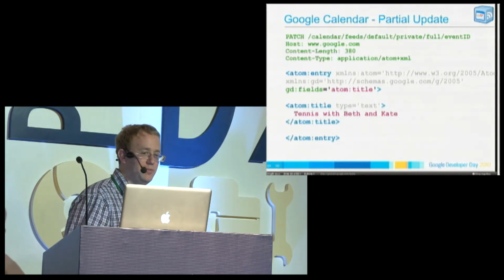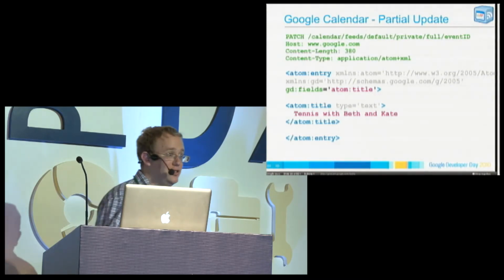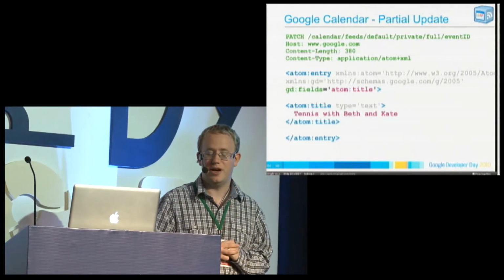Here's an example of the partial update feature, which I mentioned is a new feature for the Google Data APIs.